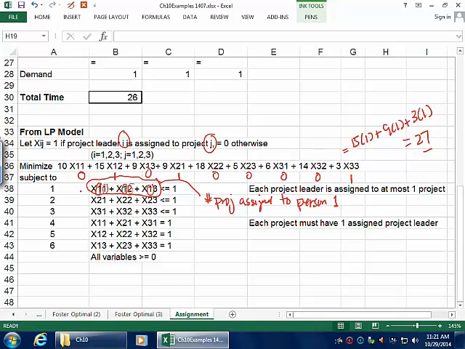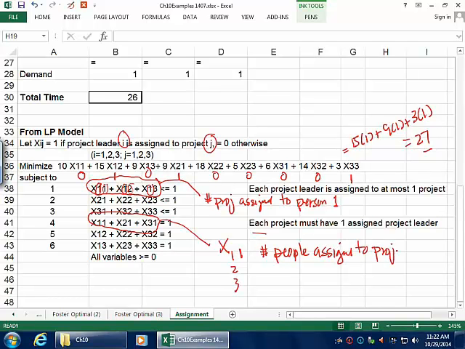For the row number for the first person, it's the same thing: 2, 1, 2, 2, 2, 3, 3, 1, 3, 2, 3, 3. And then here it says each project must have one assigned project leader. So what this is saying is, for project 1, you have a person here, 1 or 2 or 3, and so it's 1, 1, and then 2, 1, and 3, 1. So that's the number of people assigned to project 1, and that should be equal to 1.